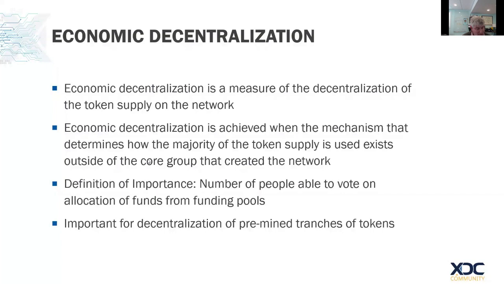And so having an entity that controls a pool of tokens for funds, able to allocate those funds directed towards growth, is important. But as the network grows and becomes adopted, it has to trend towards decentralization, right? And so economic decentralization is achieved when the mechanism that determines how the majority of the token supply is used exists outside the core group that created the network. And so while it's valuable for a young network to have some control over how funds are spent to grow the network, over time, that needs to be decentralized.